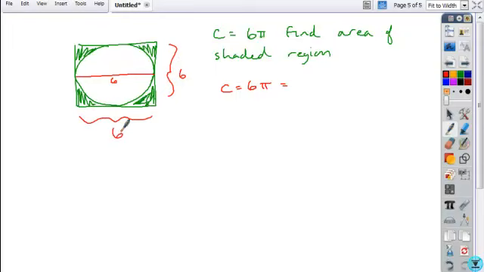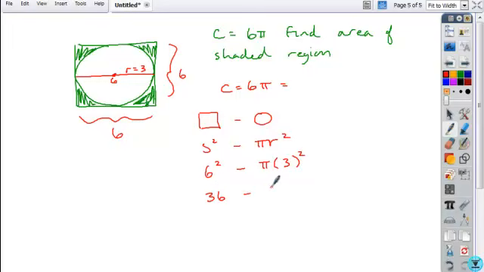It's also 6. Okay, now, if the diameter is 6, what does that mean the radius of the circle is going to be? Half of that, or 3. And so now we can find the shaded region. The shaded region is the square minus the circle. And so, again, just like with that other homework problem, s squared minus pi r squared, plug in the value of 6 for s, plug in the 3 for r, and we get 36 minus 9 pi as our area.